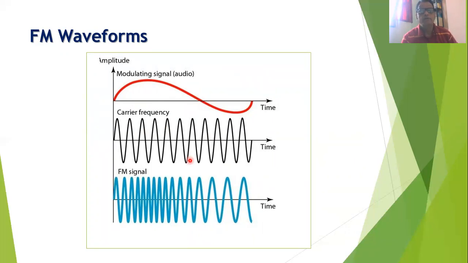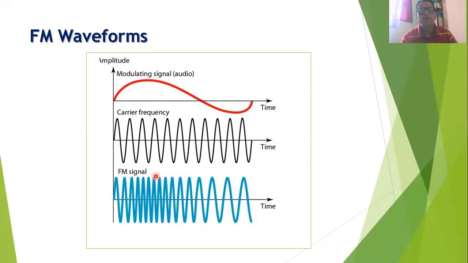And the third wave will represent the frequency modulated signal. So you can easily observe that as the amplitude of the modulating signal goes on increasing, the frequency of the FM signal also goes on increasing. And therefore you will find that here we will observe a kind of compression. That is, there are more cycles in a short span.